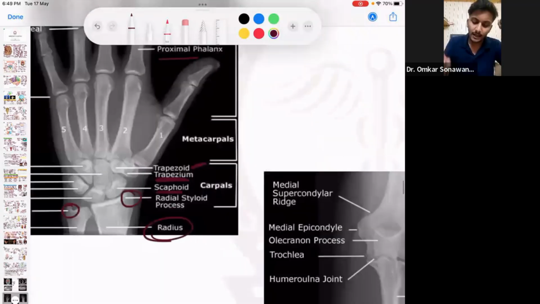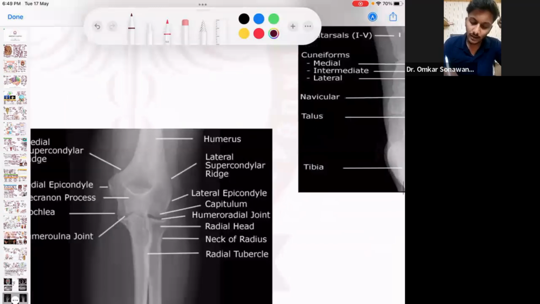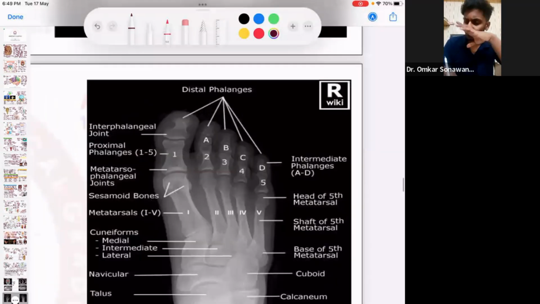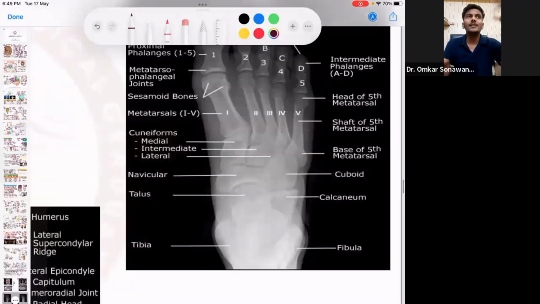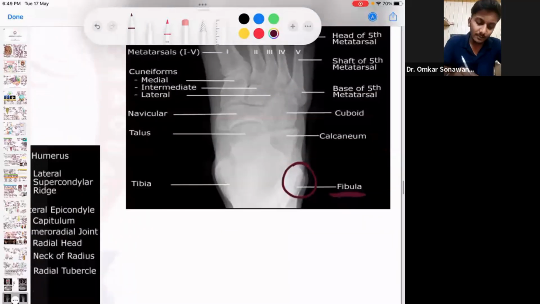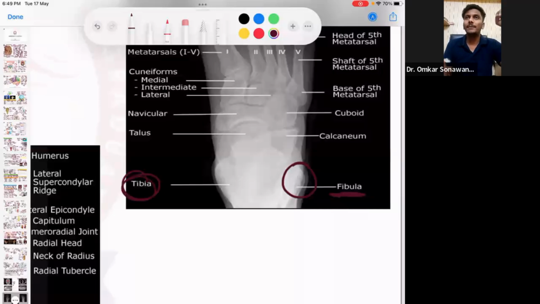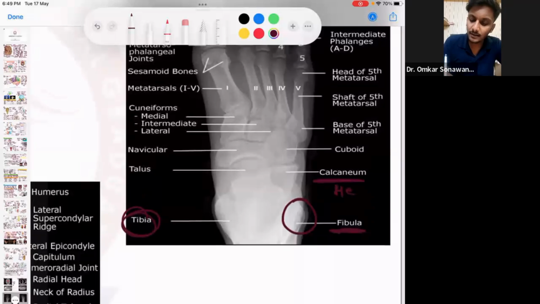ये classical आता है. So the bone that you can see, okay, the lateral malleolus is formed by the fibula, whereas the medial malleolus is formed by the tibia. कोई दिक्कत नहीं है. Heel bone is known as the calcaneum.